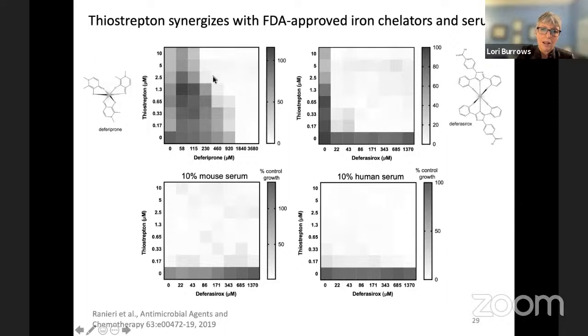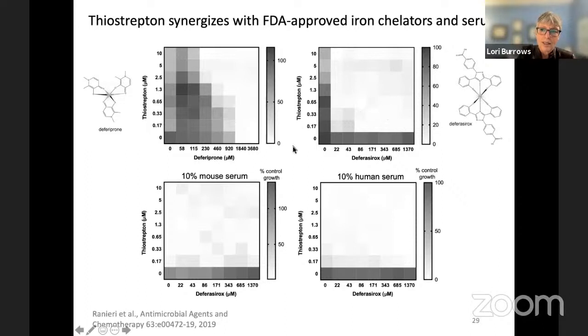But when you combine them, you get this classic staircase pattern, which shows synergy, right? That means you can use a lower concentration of Thiostrepton if you add the iron chelator, and you can still kill the bacteria. Deferasirox works even better. It's fantastic.